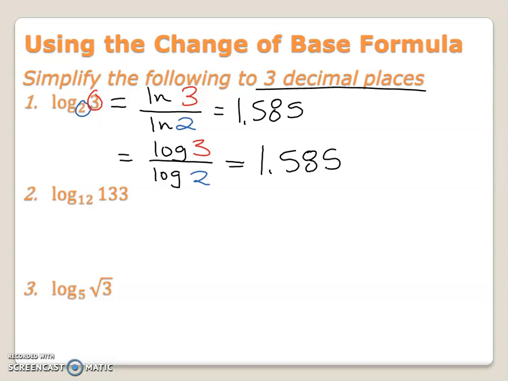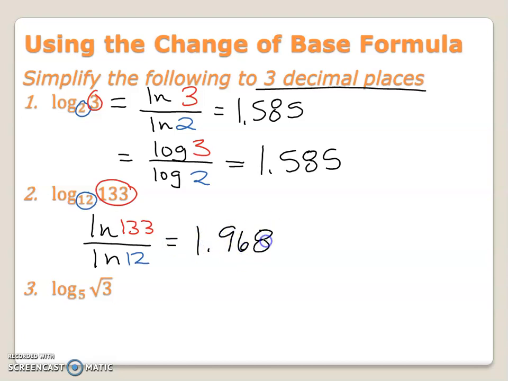Okay? Next one here, log base 12 of 133. If you think you got it, pause the video. Try these last two on your own. Okay, but this one here, I just like to use the LN button. My base here is 12, so that goes on the bottom. It means that 133 is going to go on the top. I'm going to plug that in my calculator. LN of 133 on top of the fraction, LN of 12 on the bottom. When I do that, I get 1.968. So you should have 1.968 even if you use the logarithm.